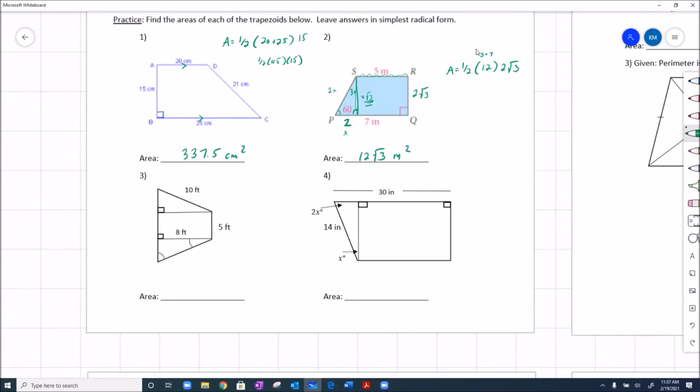Okie doke, looking at number 3. This trapezoid is an isosceles trapezoid, but that doesn't change our formula. We need to find base 1 plus base 2 times height. As we look at what we're given, we have base 1, which is 5, and we have our height, which is 8, but we don't have base 2. Let's see if we can figure that out. This is a rectangle. You can tell by the perpendiculars. It must be a rectangle, so this is 5, that's 5.